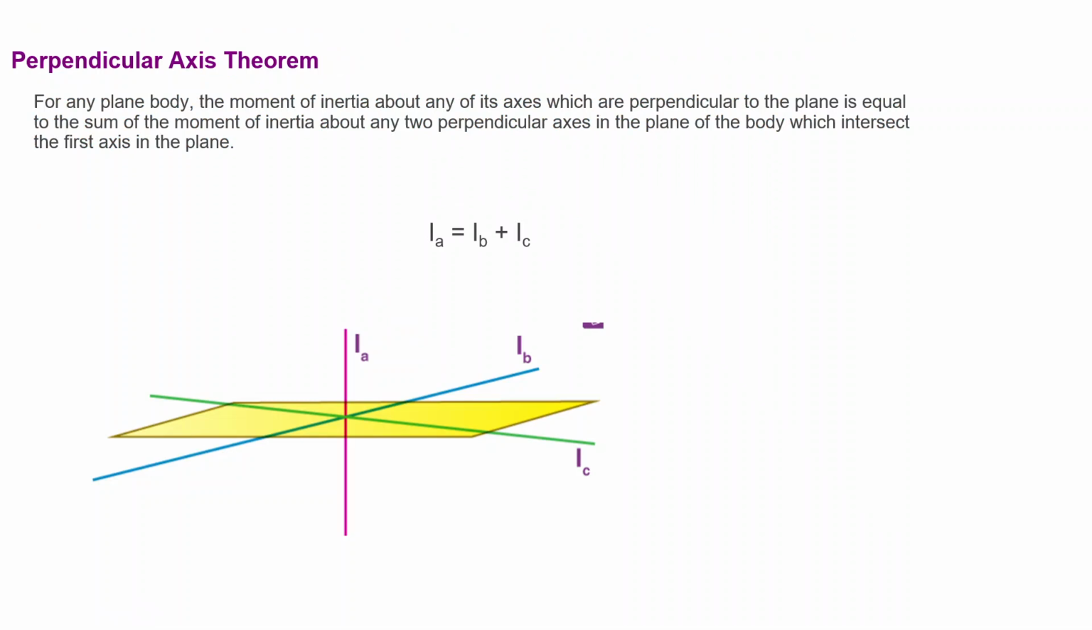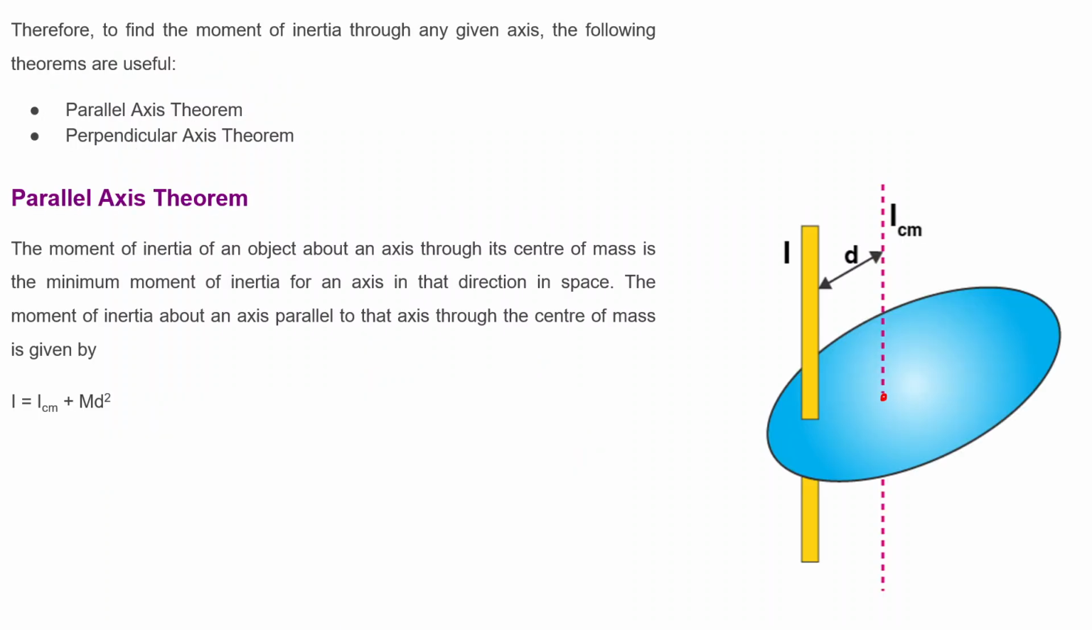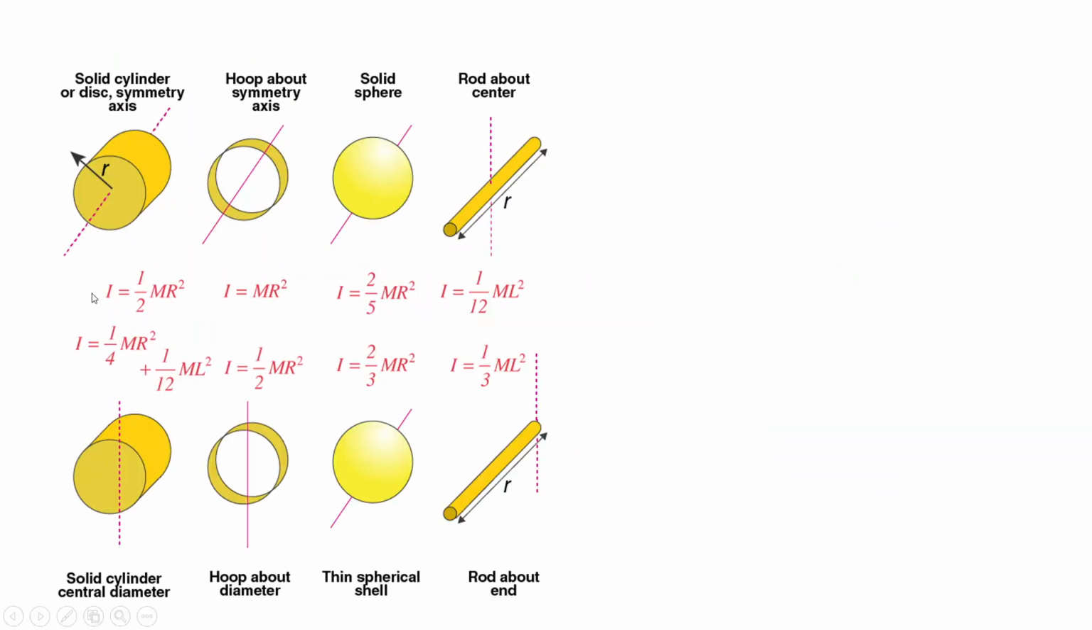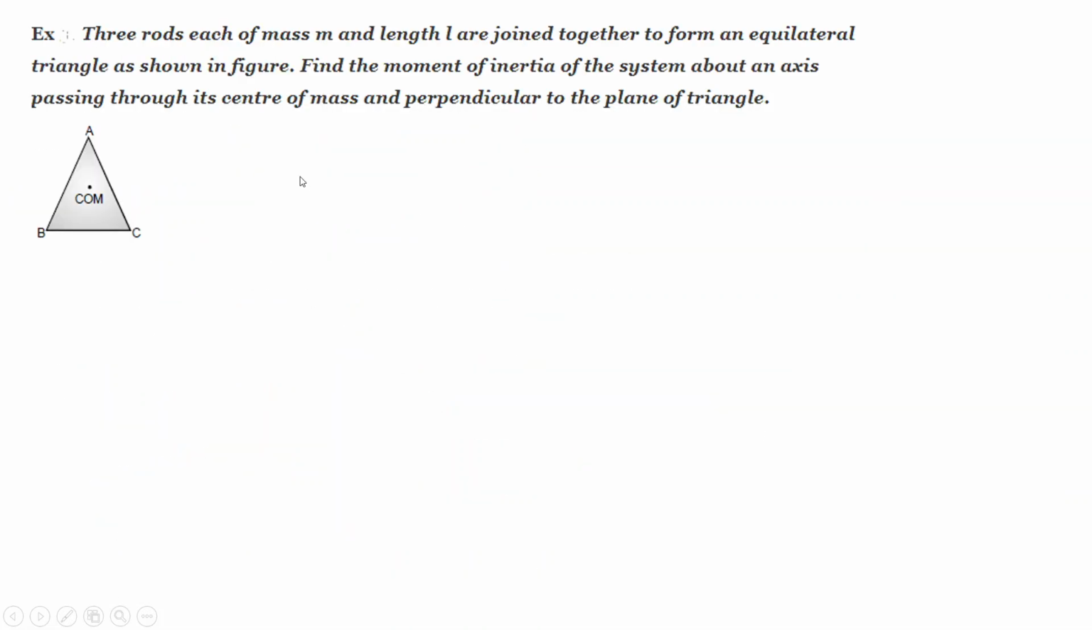Okay, so let's try doing some questions based on our understanding of these axis theorems, and we'll take help from these directly given moment of inertia values also. Let's see how we can put them to use. So the question is, three rods each of mass m and length L are joined together to form an equilateral triangle as shown in the figure. Find the moment of inertia of the system about an axis passing through its center of mass, this is the center of mass, and perpendicular to the plane of the triangle.